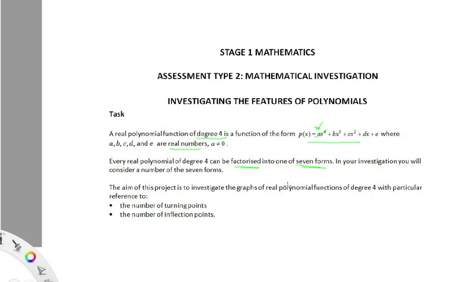All right, so the aim is to see if there is a relationship between the degree of a polynomial and its shape as determined by the number of turning points and the number of inflection points. So really, you're just putting into your own words what the task is that you're investigating. So to begin with, you're going to look at a degree 4, and then you're going to see if you can generalise to more polynomials of higher degrees, and then you're going to look at the different ways that polynomial can be factorised.